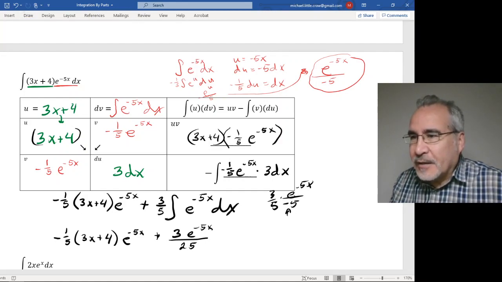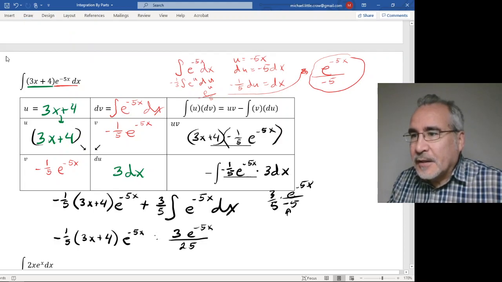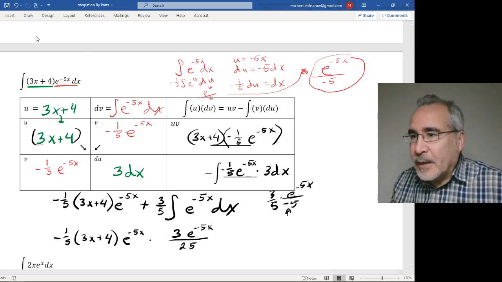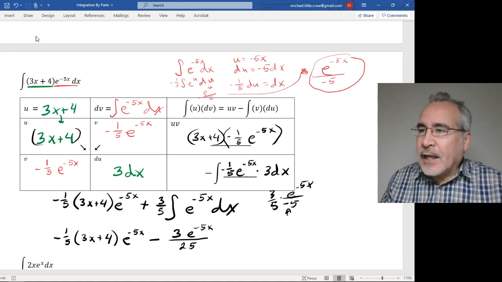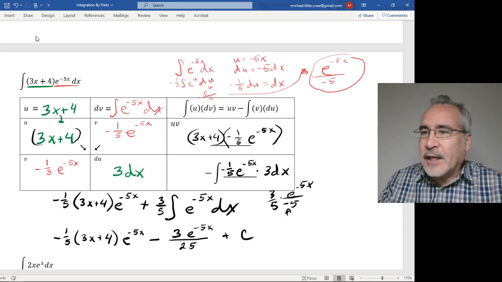And again, come on, give me my eraser. There it is. We're going to change that back to a minus now to take care of that. So be careful, watch over those negatives, and again, since it's an indefinite integral, we always get some kind of plus a c out here.